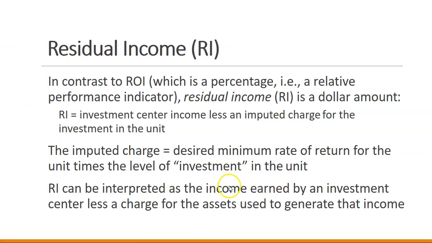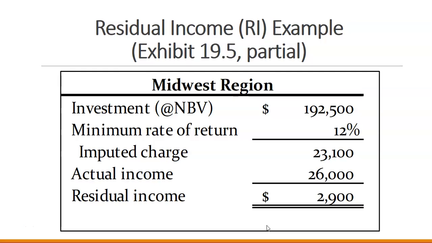So let's look at an example of residual income. We have the average investment in the Midwest region at its net book value. We take the average investment times the minimum rate of return. We then calculate the difference between our actual income and the charge from the required rate of return times our investment, and we get our residual income. We can then compare organizations based on their residual income amounts.